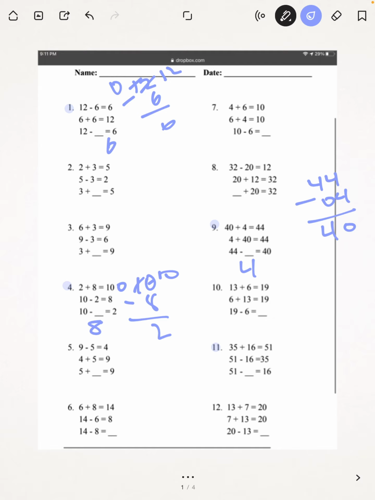35 plus 16 equals 51. 51 minus 16 equals 35. 51 minus something equals 16. Missing number is 35. 51 minus 35. 5, 4, 11, 16. 4 minus 3 equals 1. That is 16. So it is 35.